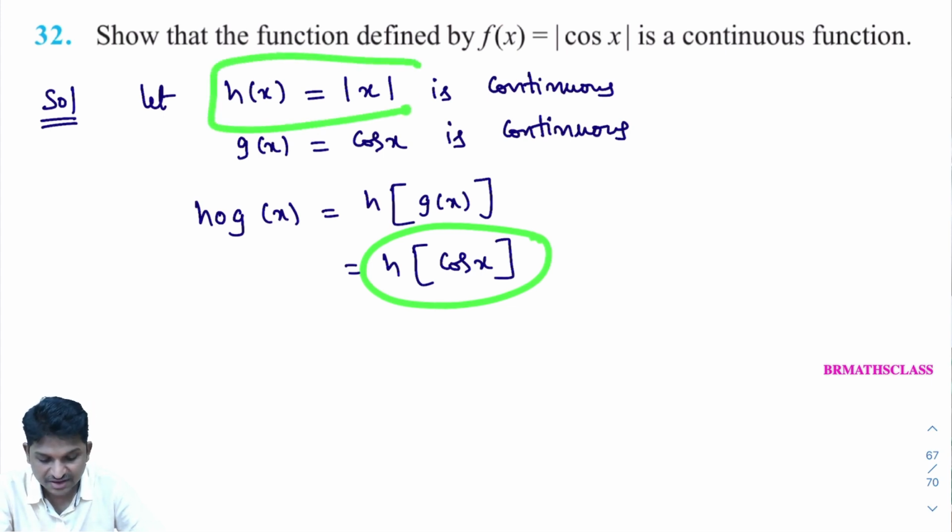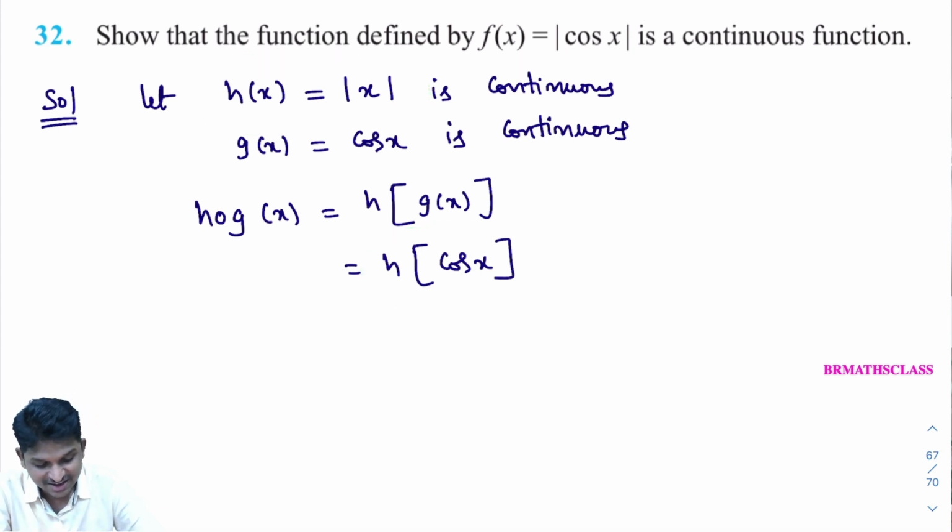What is h of x? H of x is mod x. H of y is mod y. H of z is mod z. H of apple is mod apple. Just joking. H of cos x is what? H of cos x is mod cos x. Correct? So here h of cos x is modulus of cos x.